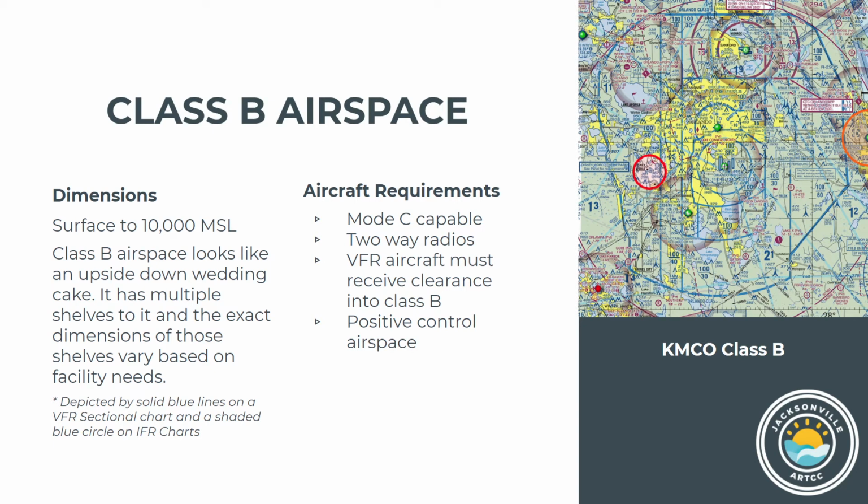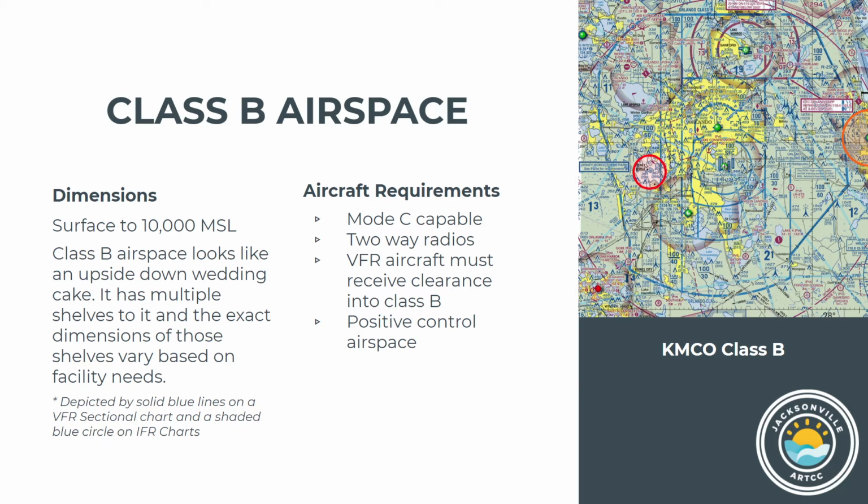Class Bravo is, here we've got Orlando's VFR sectional for you to look at. It's an upside down wedding cake, but when anybody asks me how to define it, I say it's as depicted. That's what your knowledge check folks are going to want you to say, because you don't really know what the shape's going to be till you look at it on a map. You have to be Mode C capable, and in fact, you have to have your Mode C squawk on before you get into the Class Bravo in many cases.